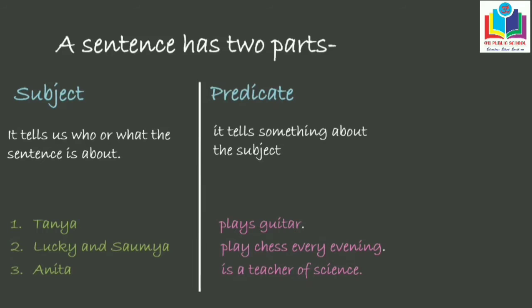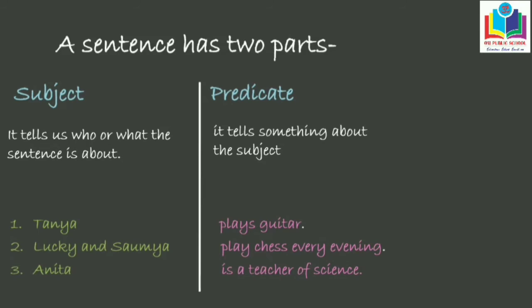A sentence has two parts. The first part is called subject. Who is a subject? Subject is who we are talking about. It tells us who or what the sentence is about, like Tanya, Lucky and Soumya and Anita were the subjects in these sentences. The second part of the sentence is called a predicate. It tells us something about the subject, like plays guitar, play chess every evening, is a teacher of science. All this information is given about the subjects.